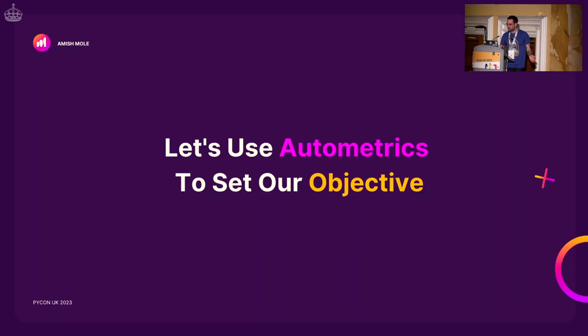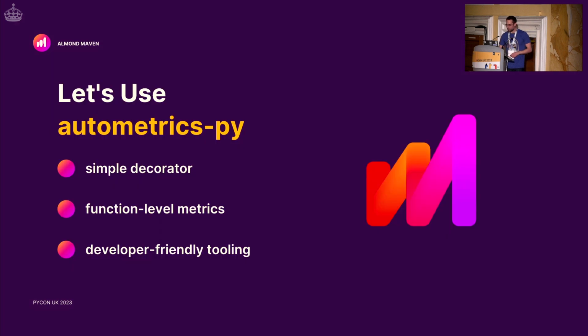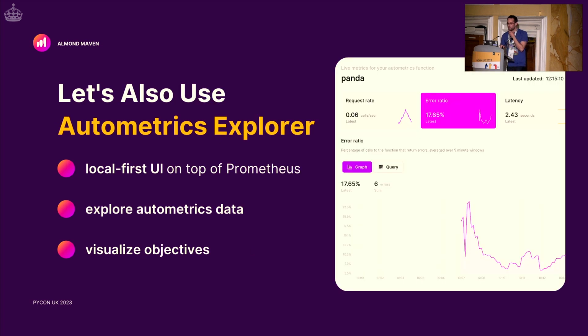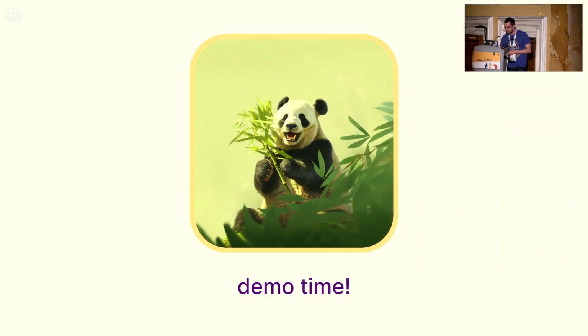So we're going to use autometrics to set our objective. We're going to use autometrics-py, Python, and it just relies on a simple decorator that we will see soon enough. So you pop a decorator above your function, and then you get metrics for that function. We're also going to quickly look at a UI that's also freely available. That's called the Autometrics Explorer. It's similar to anything like Grafana or the Prometheus UI. It's just a bit more aware of the data that it's visualizing.